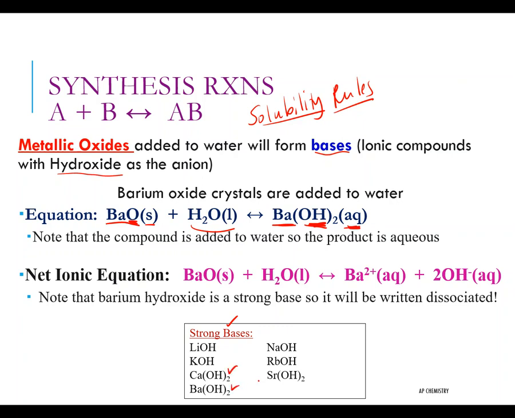The other three, calcium, strontium, barium, those are the alkaline earth metal ones, the ones in group 2, the heavy metal ones that are also considered strong.